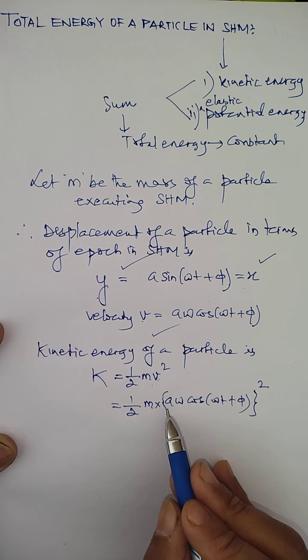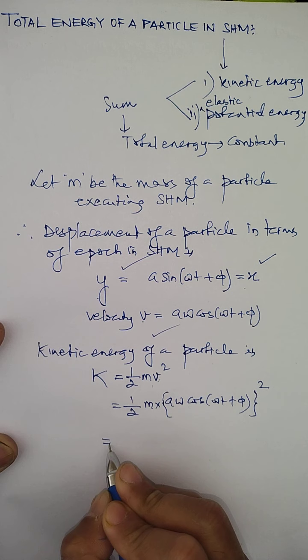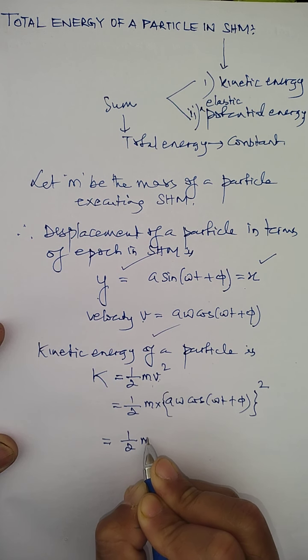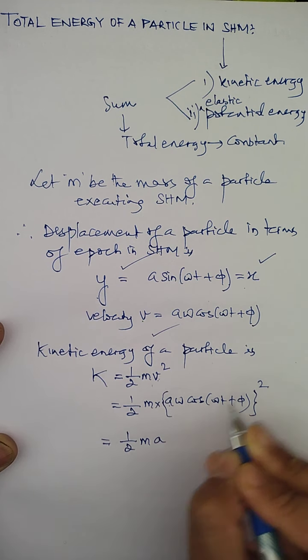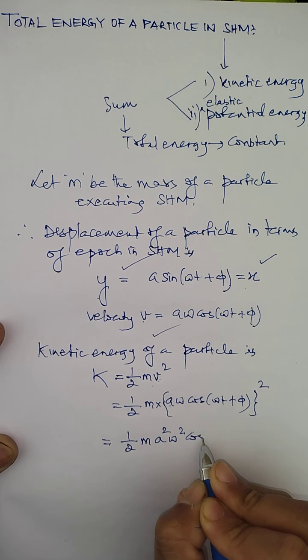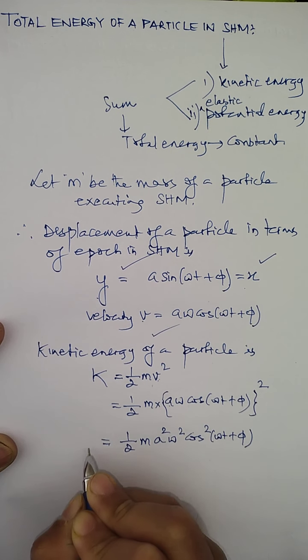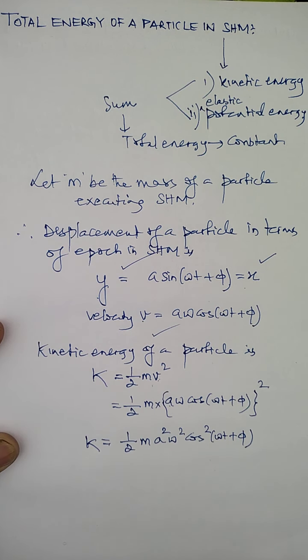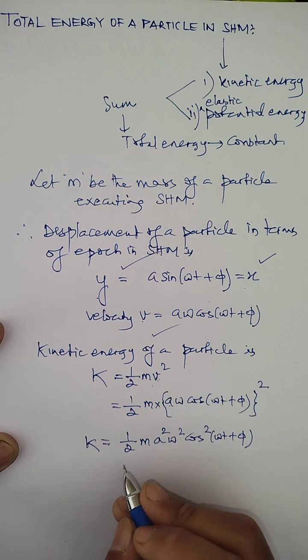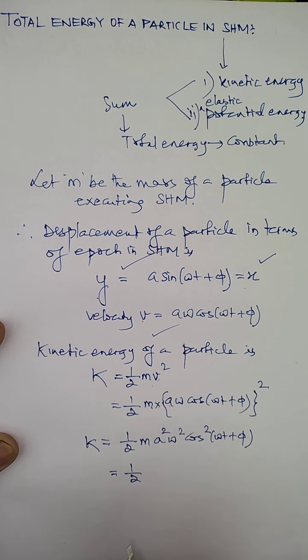The square applies to a, to omega, and to cos(omega t plus phi), so let me open the bracket. K equals 1 by 2 m a square omega square cos square(omega t plus phi). So this is your kinetic energy, given by this relation. But let me replace the constant, writing the kinetic energy in terms of another constant. So let me just use the symbol 1 by 2.